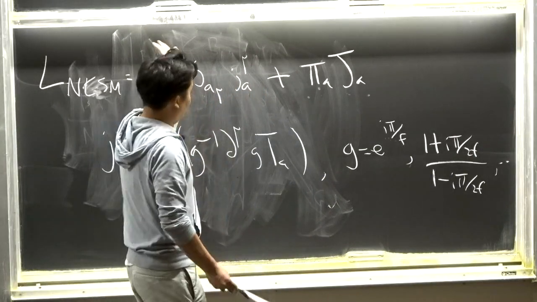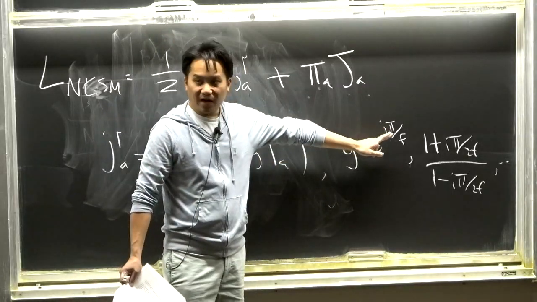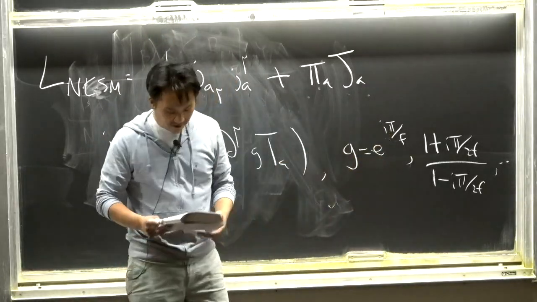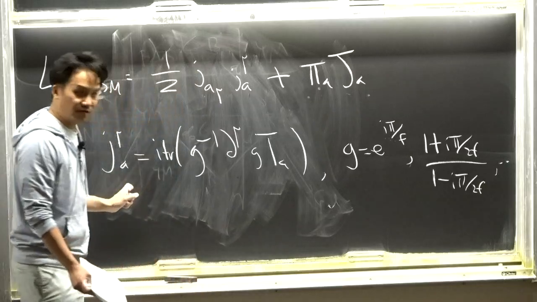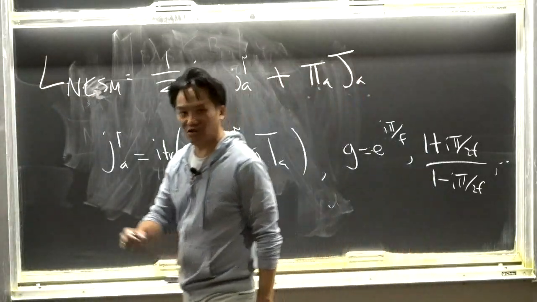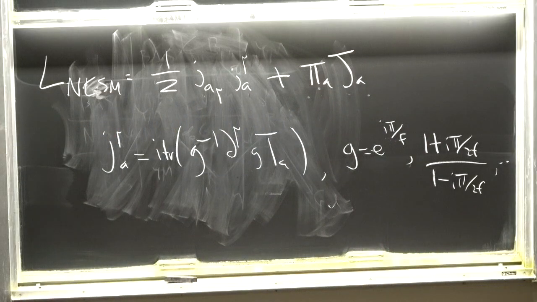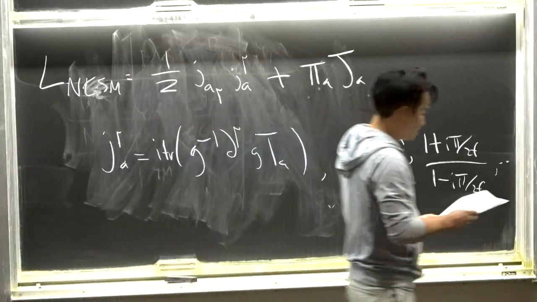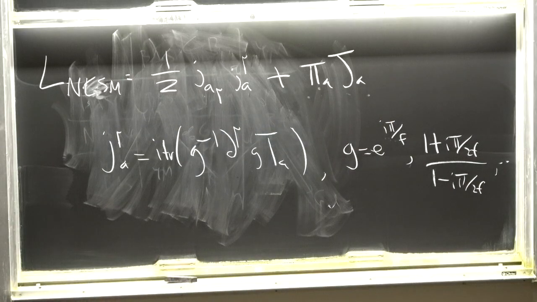But here's a better approach. Don't use pi. Use a more invariant variable, which is the chiral current itself. So the idea here is I'm going to reformulate pions, not in terms of the pion degree of freedom, but in terms of the much more invariant chiral current, that in which the pion lives. Okay, so what do I mean by that?